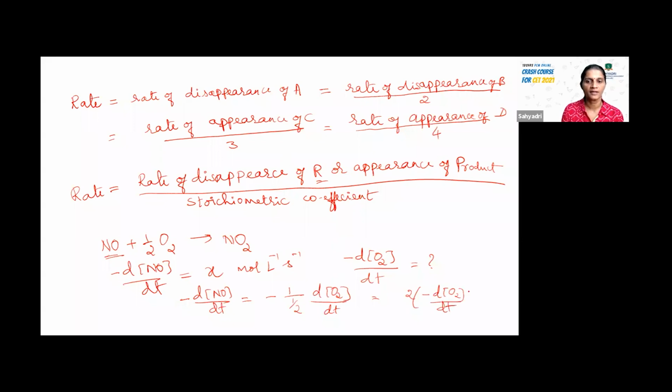So what are we asked now? We are asked to calculate the rate of disappearance of oxygen. That is given as X, correct? So X by 2 becomes equal to the rate of disappearance of O2. This is a nice example, correct? Now what is the rate of the reaction? If the rate of disappearance of NO is given, that itself is the rate of the reaction. Clear? Okay.